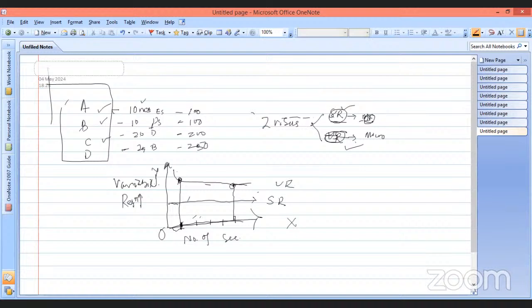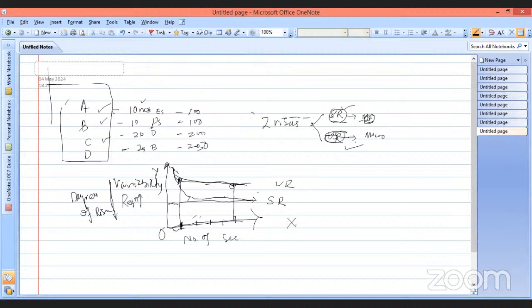Variability of return means fluctuation of return. Why does return fluctuate? Return fluctuates because of the degree of risk. So in the y-axis, we have to consider the degree of risk. This is not return exactly. This is variability of the return, the degree of risk. So that's why the risk from here is going to decrease. Sometimes if you are managing the unsystematic risk very well, you can align it with your systematic risk line.